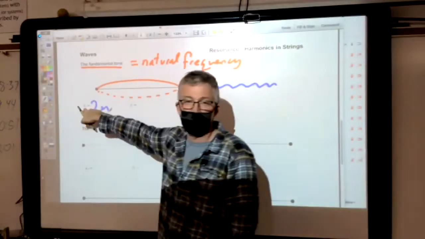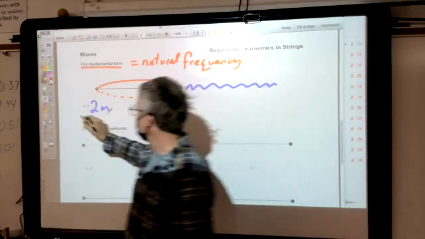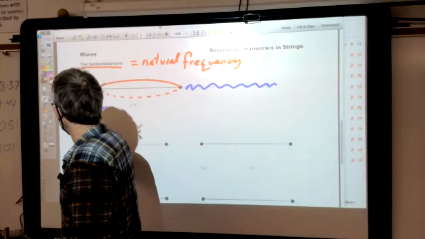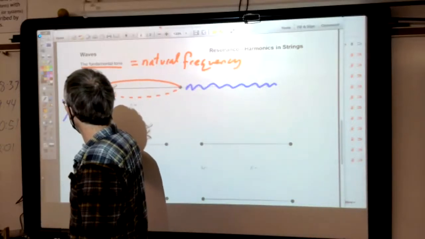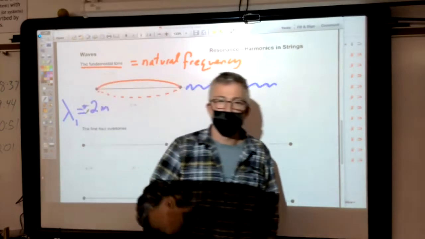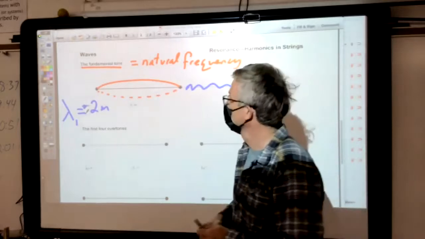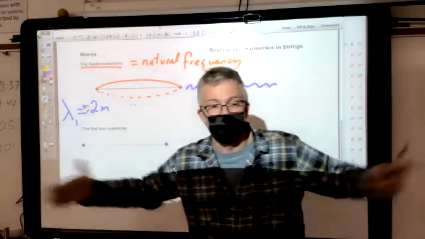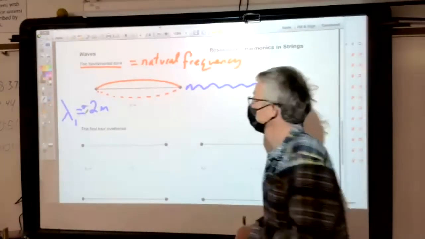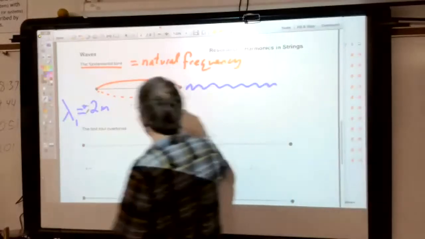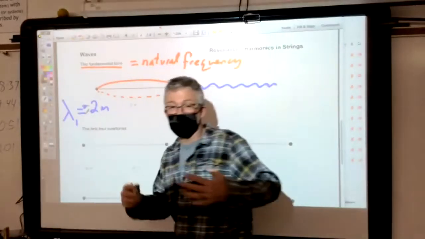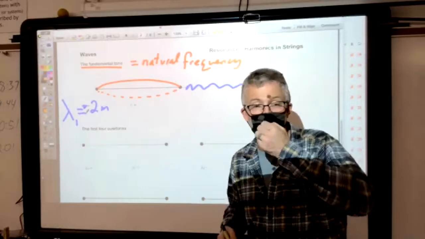So right here we have lambda 1. I'll write it bigger in case you don't have this printed out. Lambda 1, that's the wavelength of the fundamental oscillation. Let's just say we measured it and it was 2 meters. Okay? Let's say we also measured our fundamental frequency. We'll use the sample that we just used here.